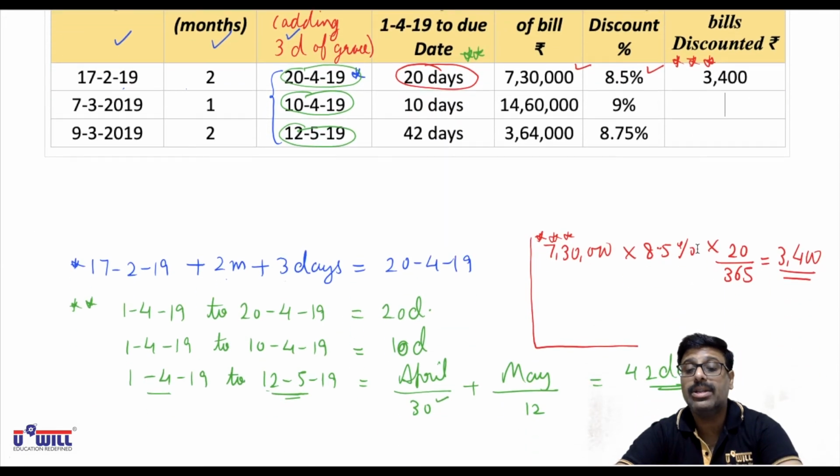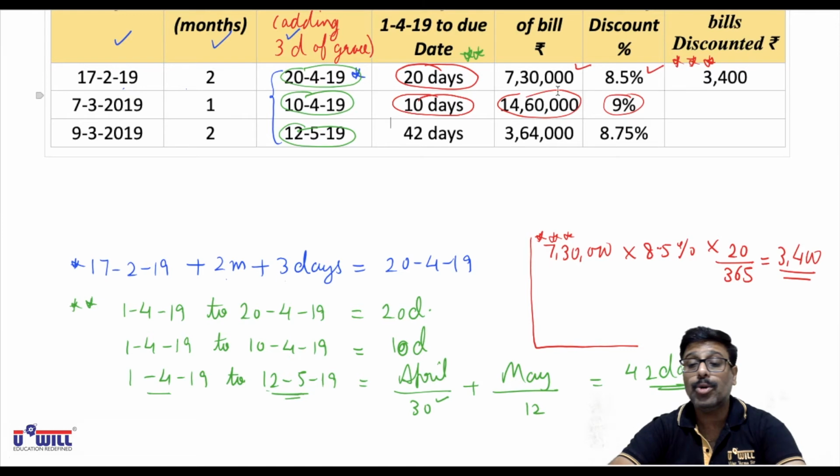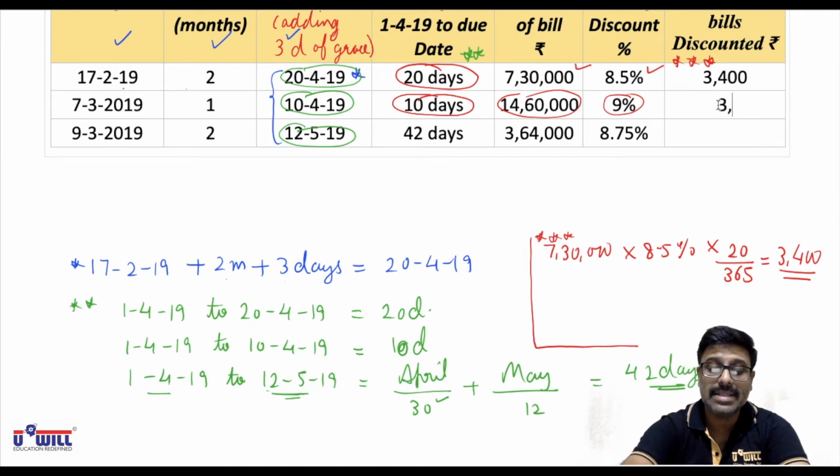Same way, how would you count the next one? Do it: 14,60,000 into 9% into 10 days, so 10 divided by 365. I repeat, 14,60,000 into 9% into 10 days, so 10 divided by 365. Do you all get 3,600 as the rebate? That income belongs to next year.